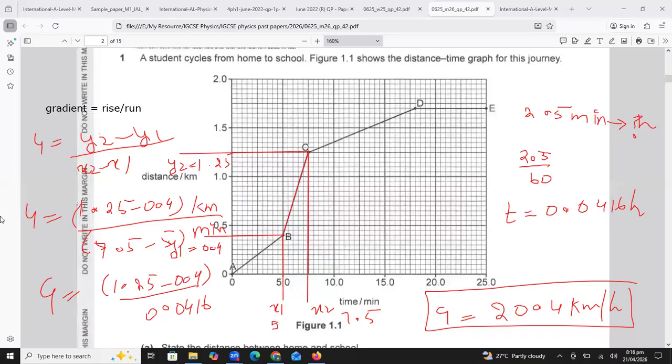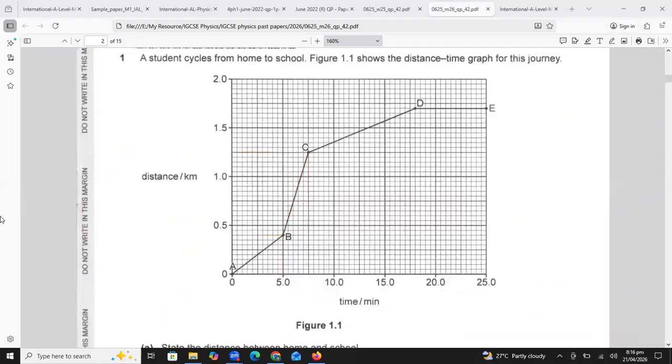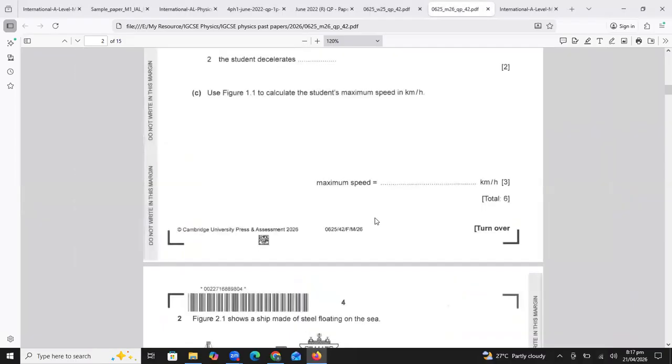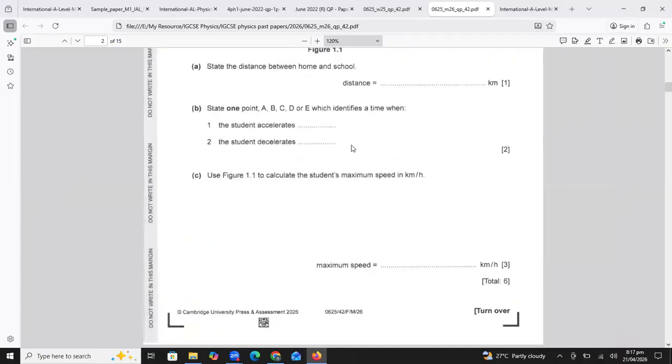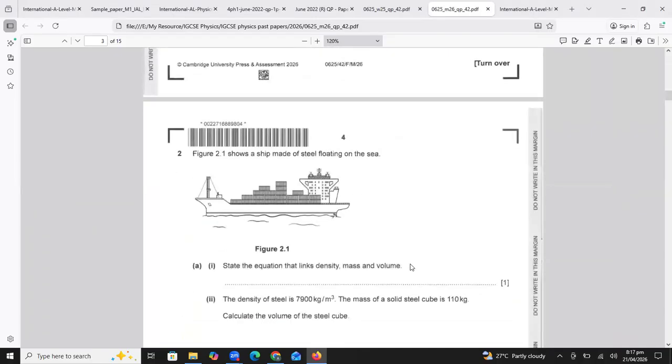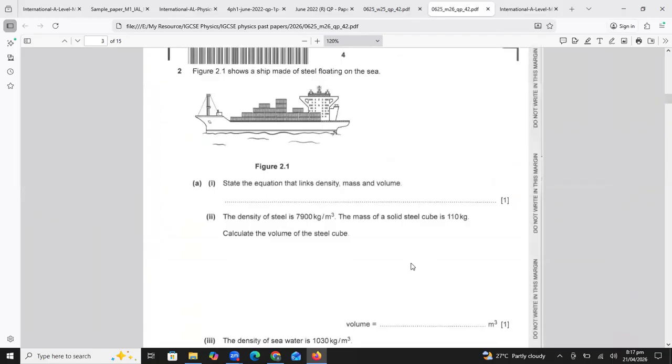All right. Now I'm moving towards the next part. Acha, we have completed question number one. This question was very easy. Now I'm moving towards the next question, which is question number two. So in question number two, they are saying figure 2.1 shows a ship made up of steel floating on the sea. So this ship is made up of steel. In part A 1, they are saying state the equation that links density, mass and volume.